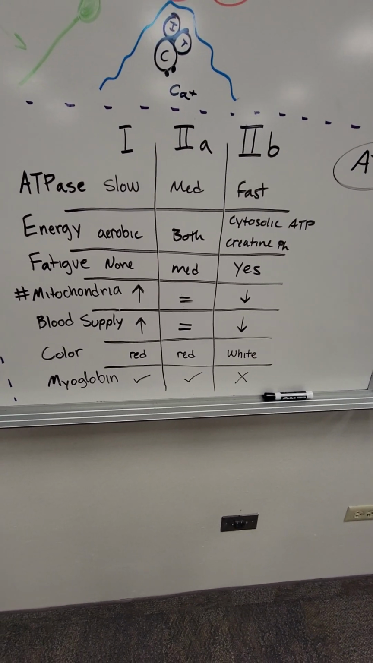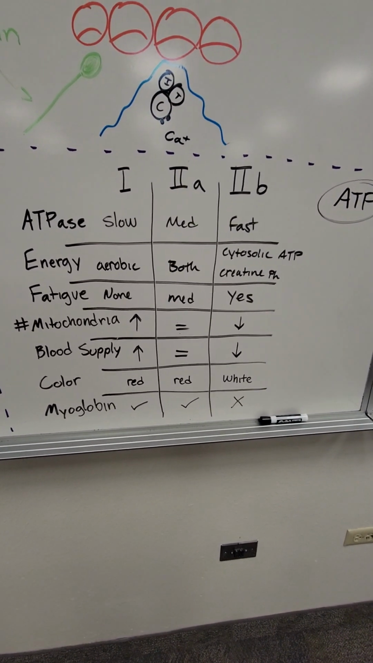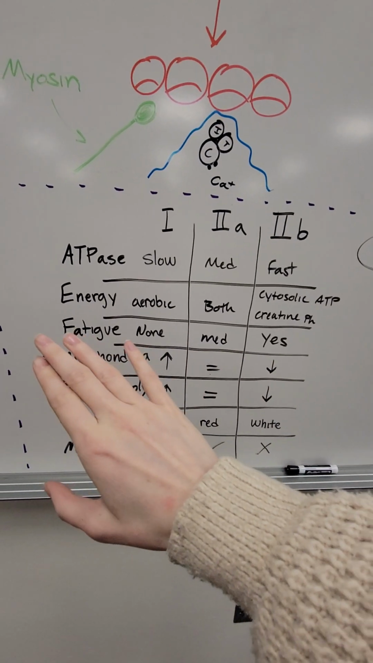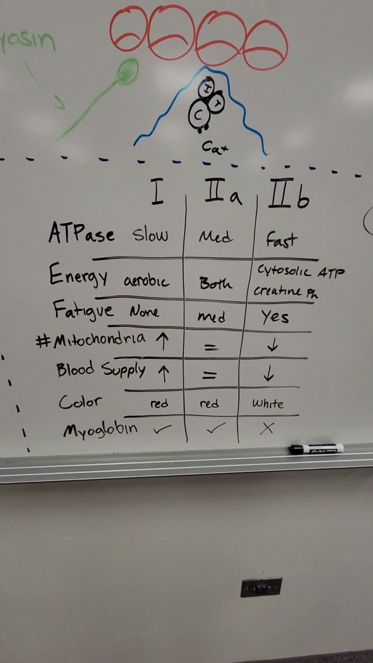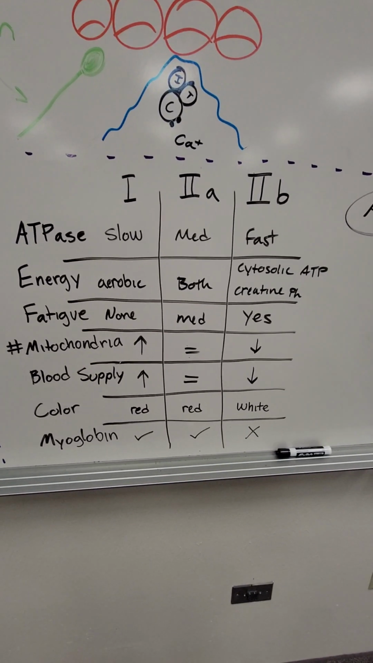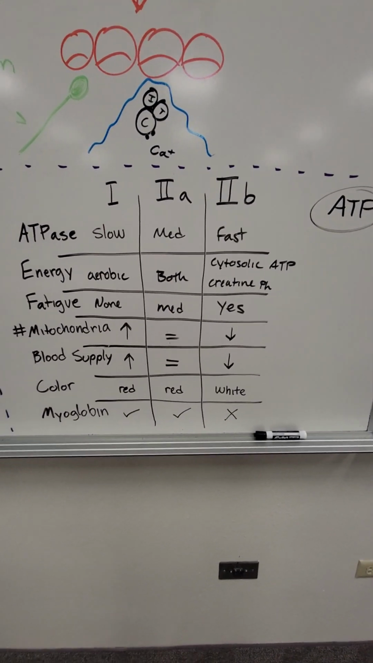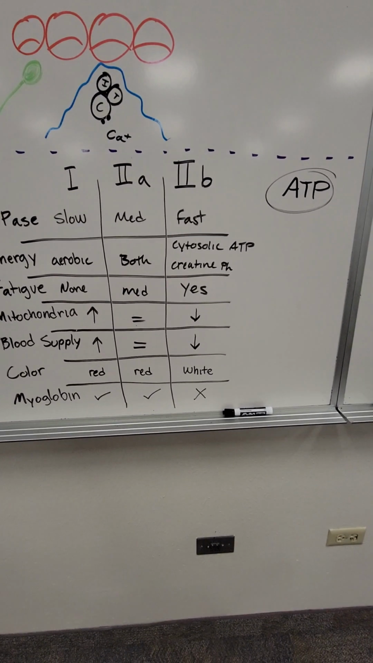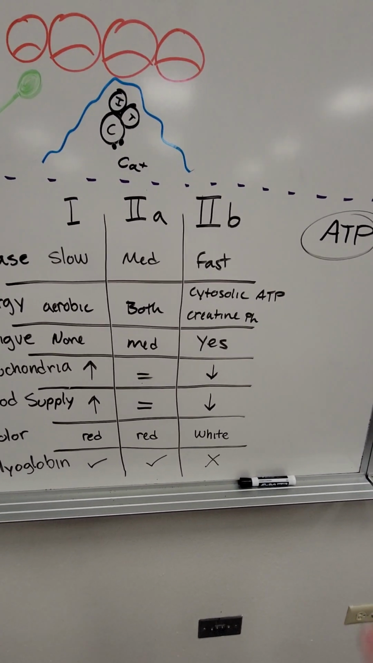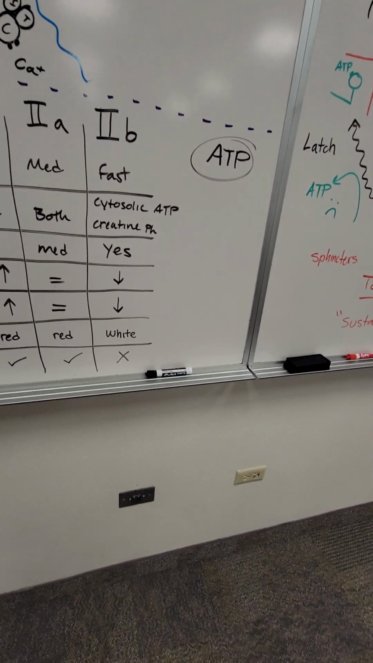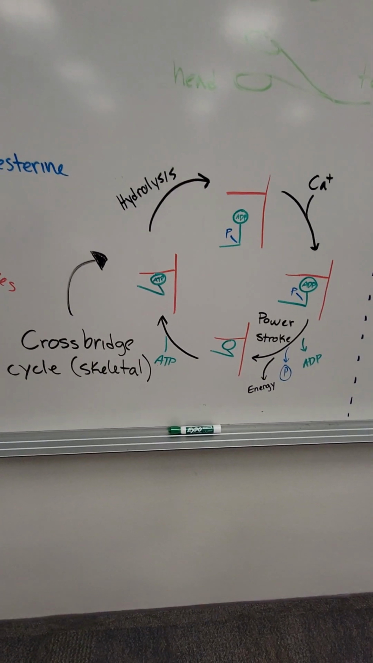Here we have a table that kind of just summarizes our type 1, our 2A, and our 2B. And it tells us where it gets its energy, how much it fatigues, how much mitochondria it has, blood supply, all that stuff. But usually the main source of energy for all of our muscles and our cells is ATP. We also have cytosolic ATP and creatine phosphate. Those are kind of our main sources of energy. Here's our crossbridge cycle.